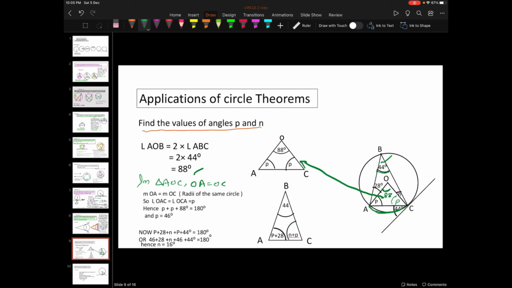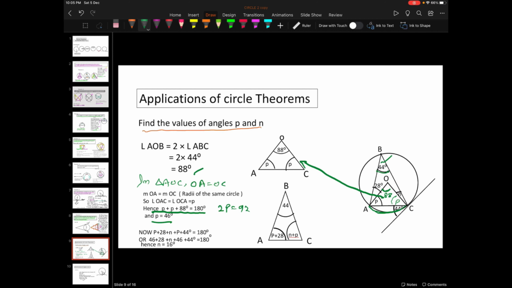Now, sum of angles of a triangle is 180 degree. Hence, we can write P plus P plus 88 is equal to 180 degree, or 2P is equal to 92 degree, and P is equal to 46 degree. So we got the value of angle P. Now I am going to find the value of angle N.